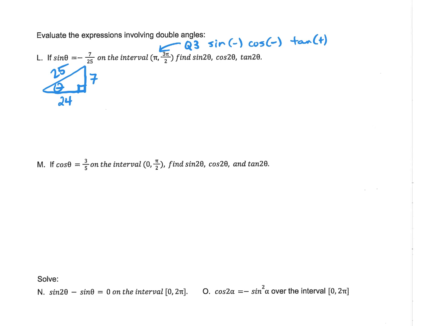So now, sine of 2 theta is 2 sine theta cosine theta. Now we just plug in. Using this formula, this triangle, we literally just plug in. Sine is what in the third quadrant? Negative. So it's negative, and now use your triangle. What is sine? 7 over 25. Cosine in the third quadrant is negative, and using your triangle, what's cosine?